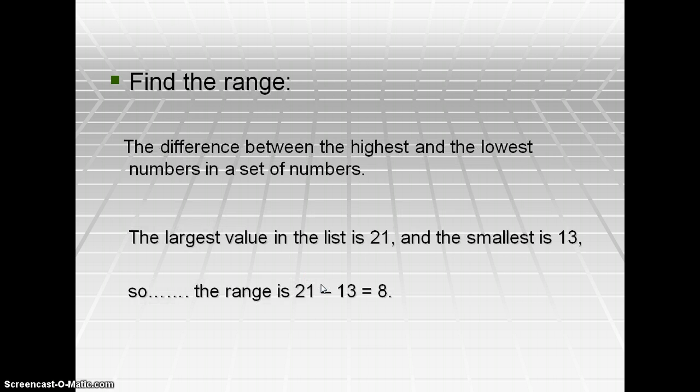Lastly, to find the range, we know that we must take the highest number and subtract the lowest number. The range is known as the difference between the highest and lowest numbers in our set. So the largest value in this instance was 21, and the smallest value was 13. So we take 21 minus 13 and we get a range of 8.